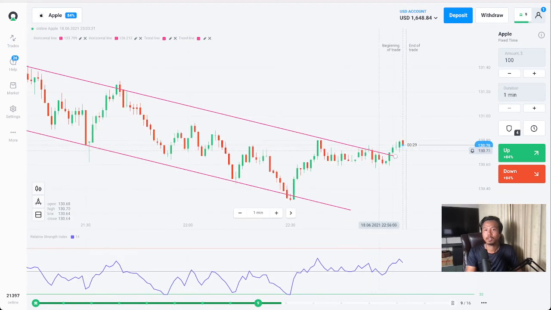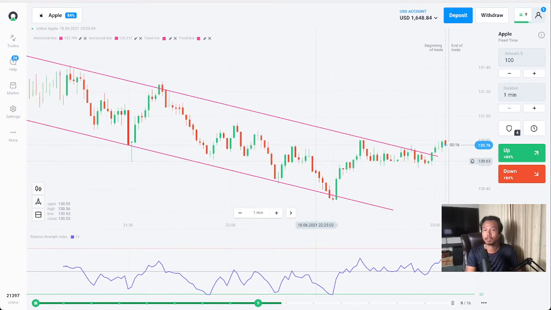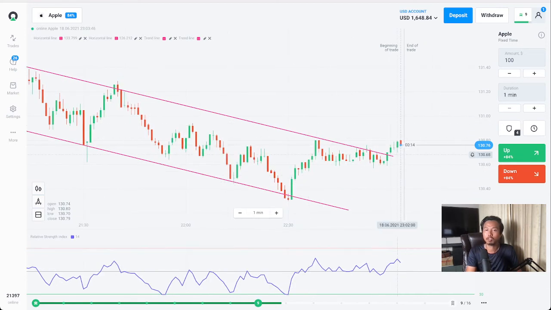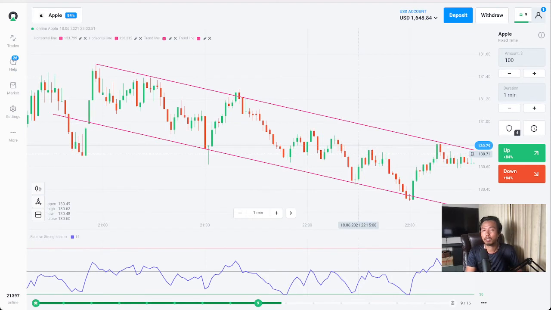Time close to that trend, it will fall, unless the price, the candle chart, breaks this trend line. Then that will be another story. Once the candle breaks this trend line, we know that it's about to change. The trend is about to change to become an uptrend.